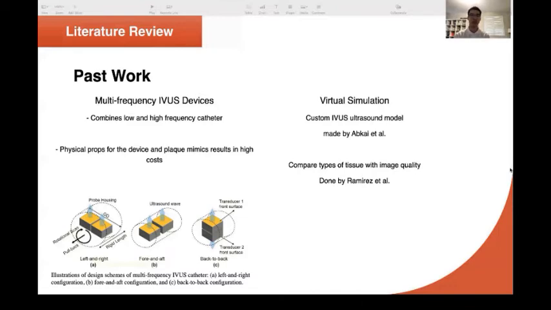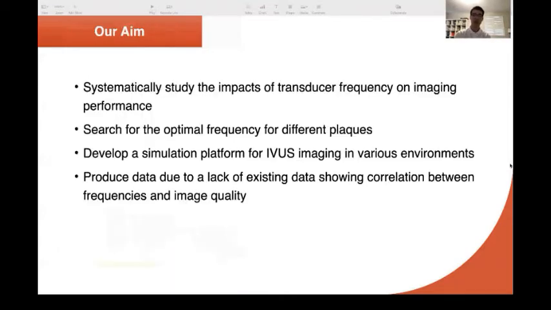Virtual simulations have been experimented with in response to these high costs, and people have experimented with custom IVUS ultrasound models by creating their own formulas or comparing types of tissues with image quality. Our work focuses on virtual simulations due to the cost limitation. However, our project is unique because it can systematically study the impact of different transducer frequencies on different plaques for imaging performance. We have developed a simulation platform for IVUS imaging in various environments.